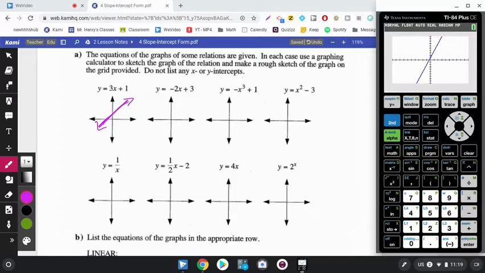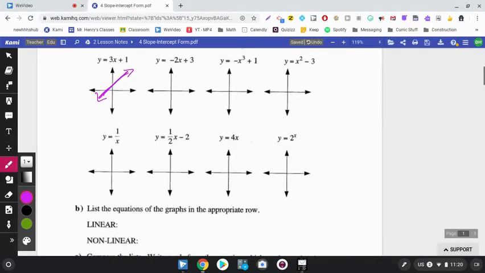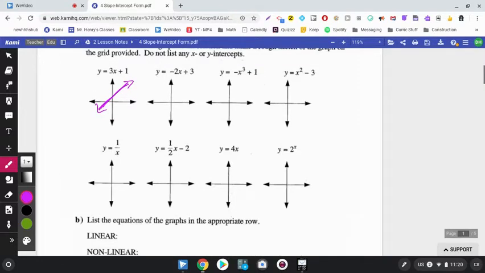So go ahead of me, pause the video and do all 7. And then down below, you can say, okay, which one of those were linear? Which one of those were not linear? Okay, so go ahead and pause.